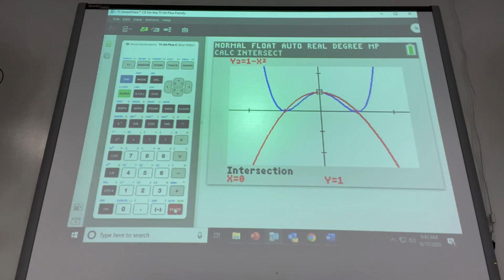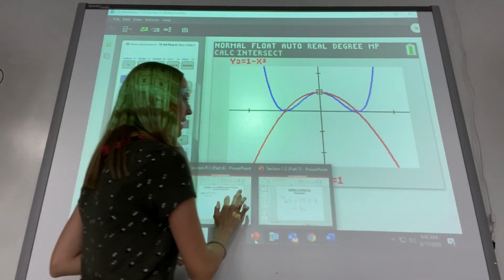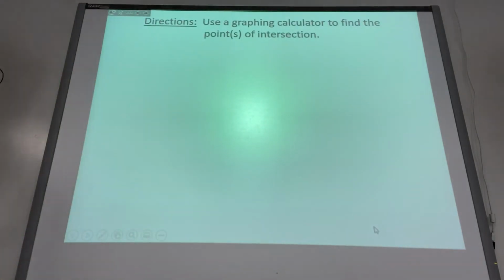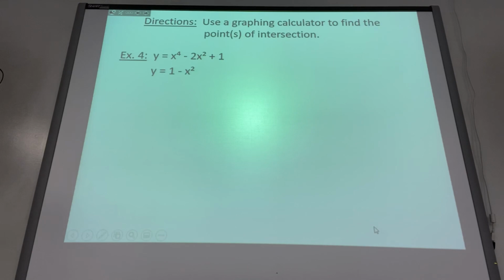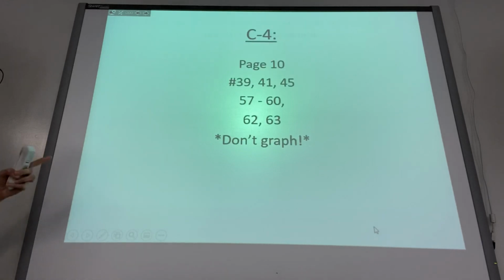All right, that's our last example. I didn't really list all of them over here, but it was -1, 0, 0, 1, 1, 0. Those are our 3 points of intersection.